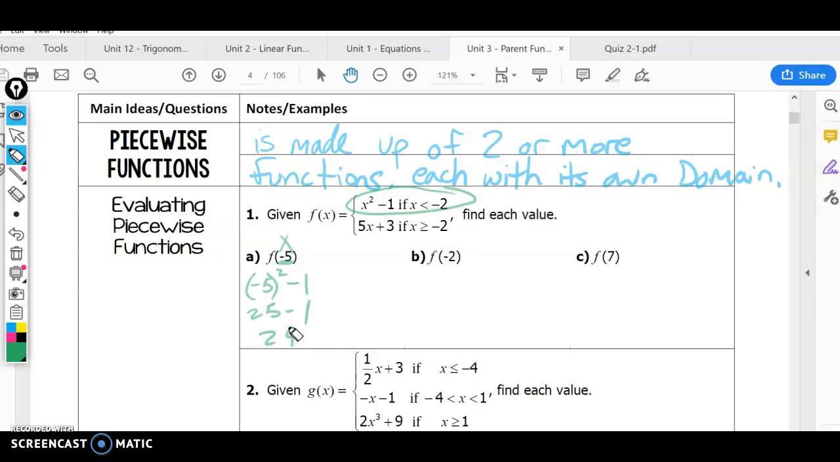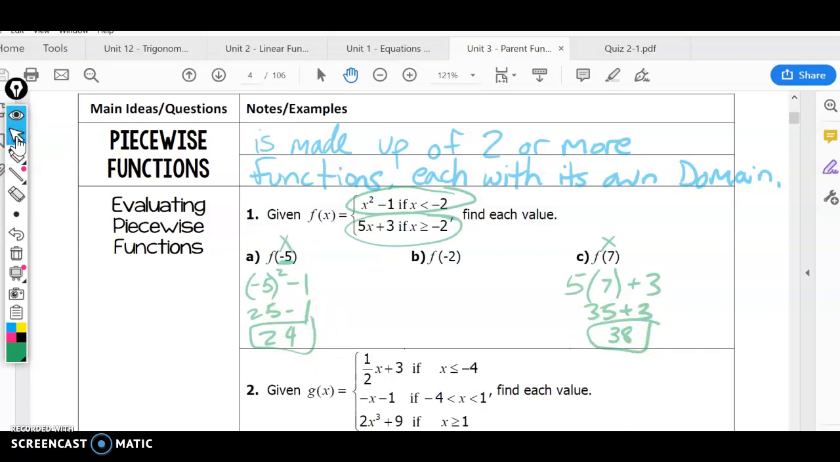Let's look at letter C. Here, f of x is 7, f of 7. We're going to plug that one into the second function because 7 is greater than or equal to -2. So it applies to the second function. Plugging in 7 for x, we get 35 plus 3, which is 38.